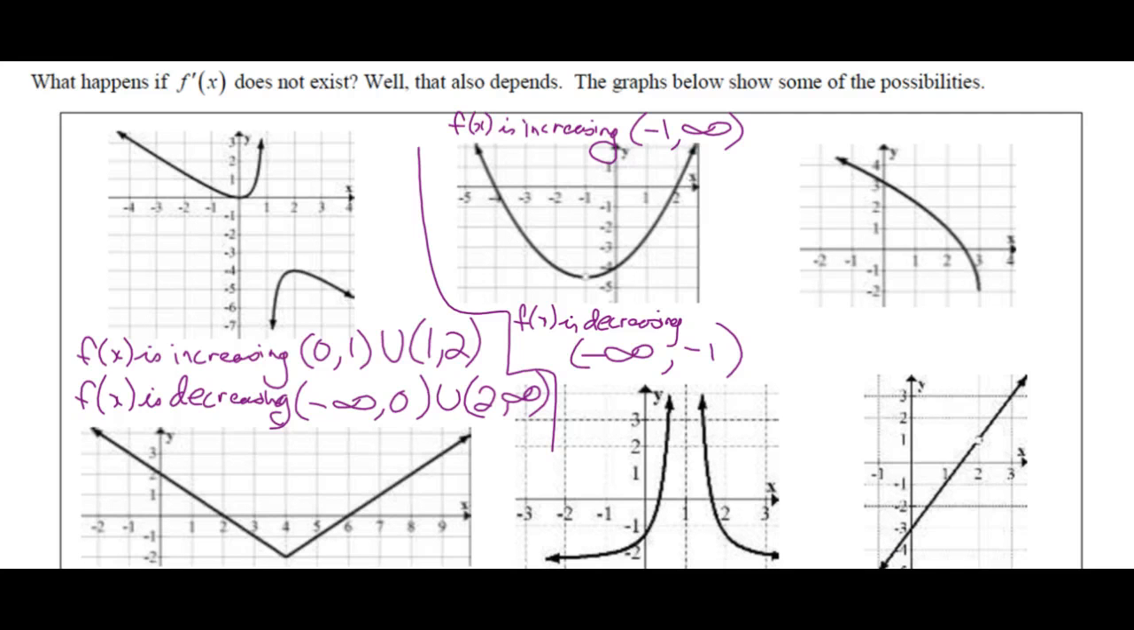Derivative doesn't exist because the function doesn't exist. So what are we going to say about this? Where is it increasing? Nowhere. So we're just not going to write that down, right? So what are we going to say? f of x is decreasing. Where? Negative infinity to 3. And a parenthesis, not a bracket, right? Because it doesn't include 3.